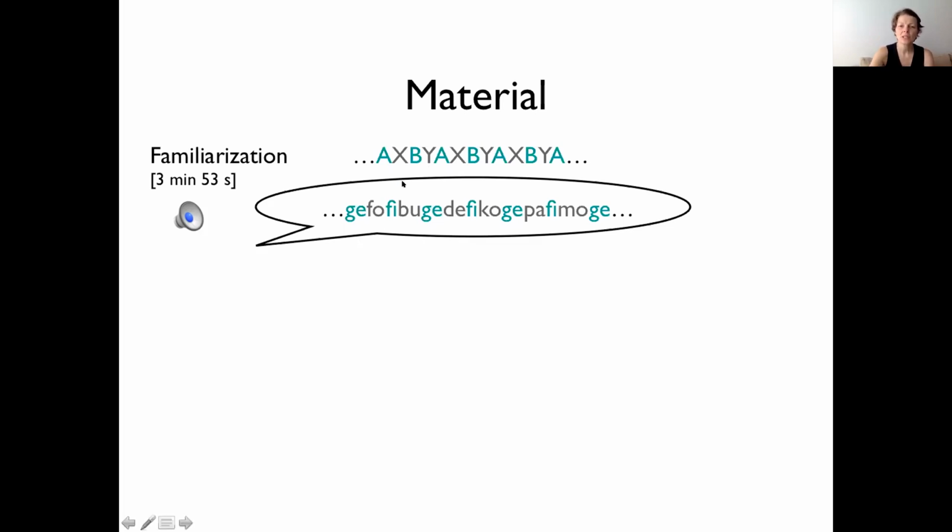So anytime you see an X, it will be one of the 9 possible syllables that belong to this category. So for example, here it's mapped onto fo, but here it's de, here it's pa. So essentially at the token level, the realization level, the frequent syllables ge and fi are 9 times more frequent than any of the infrequent syllables.